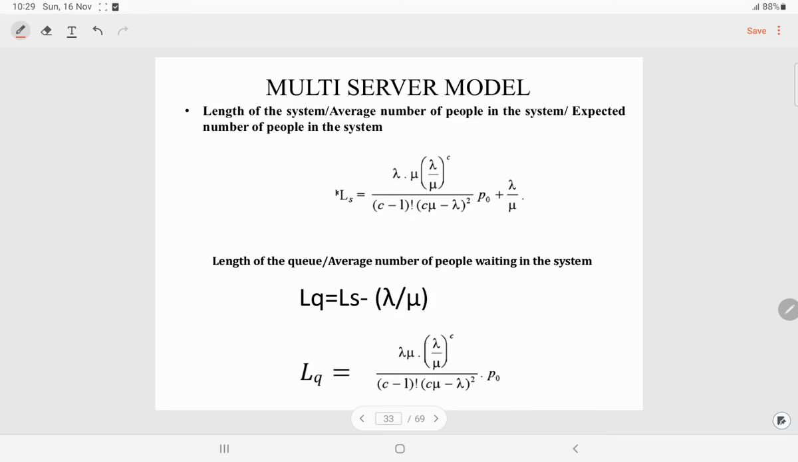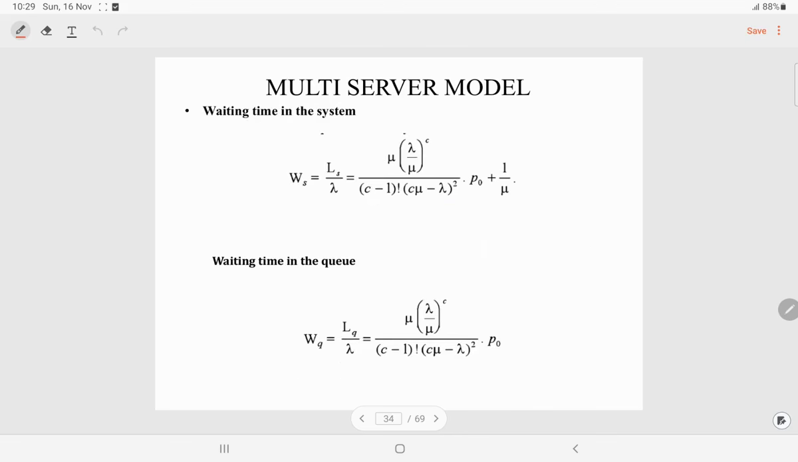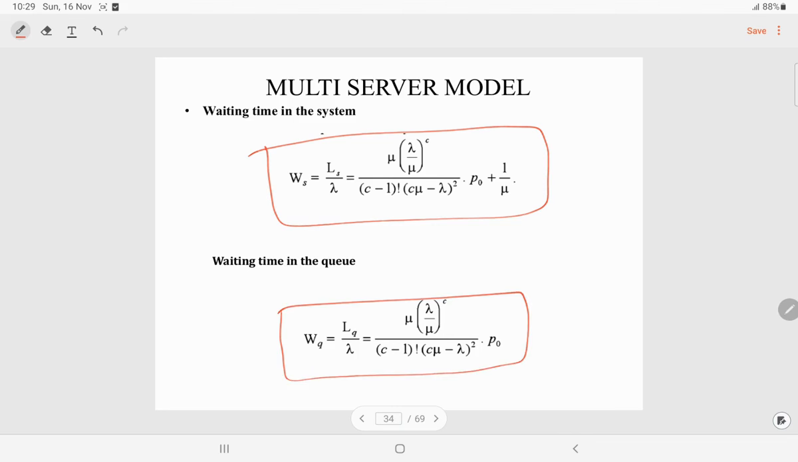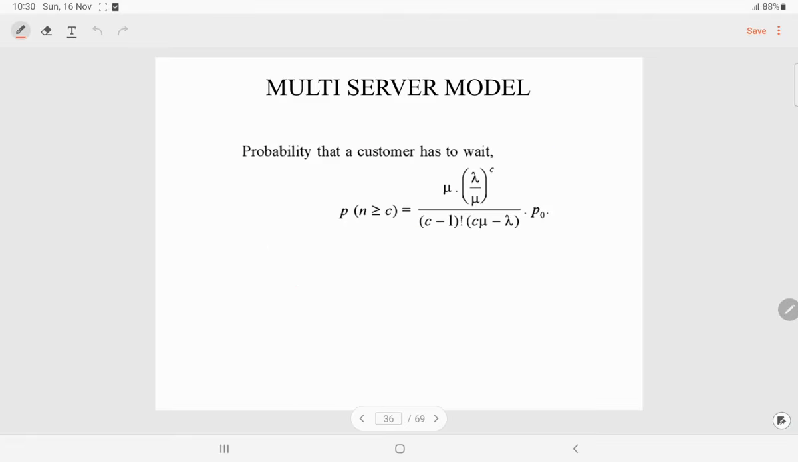So in the given materials, the LS expression is given, the LQ expression is given, the WS expression is over here, and WQ is over there. So in total we need the P0 equation, then the equations for the 4 main parameters, and the traffic intensity, which is given by lambda by C into mu. Okay. And one more equation, the probability that a customer has to wait, that is, the probability of n greater than or equal to C, is given by the equation.